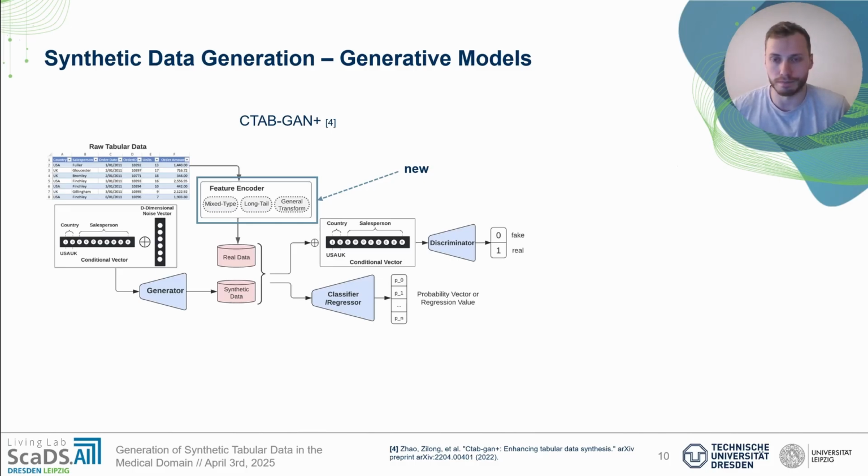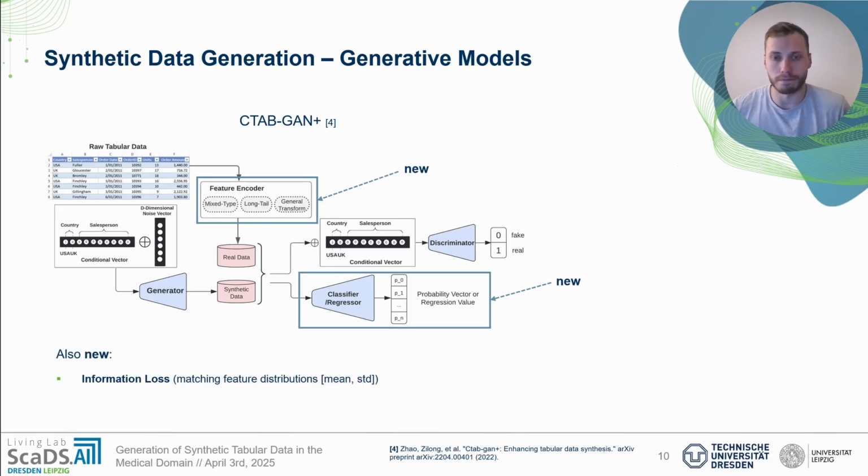Additionally, to improve the performance of the synthetic data on a machine learning downstream task, they included a classifier or a regressor inside their model. And additionally, to improve also the distribution matching with the real data, they introduced information loss, which is basically computing the differences of means and standard deviations for continuous variables.